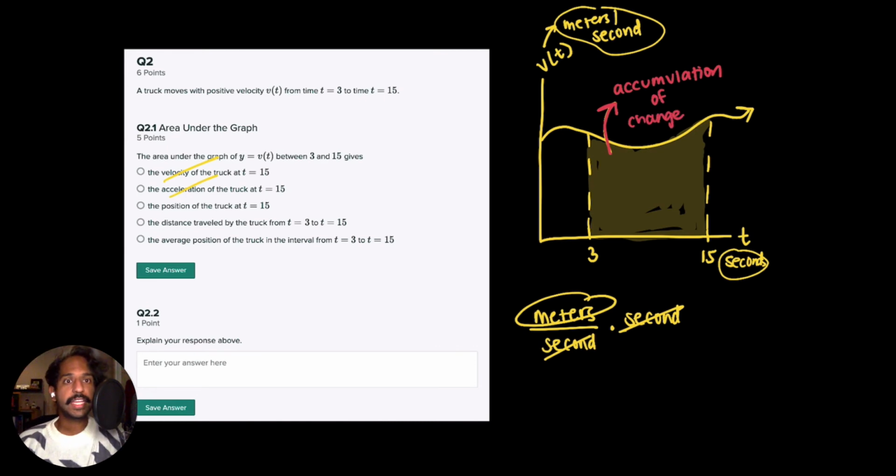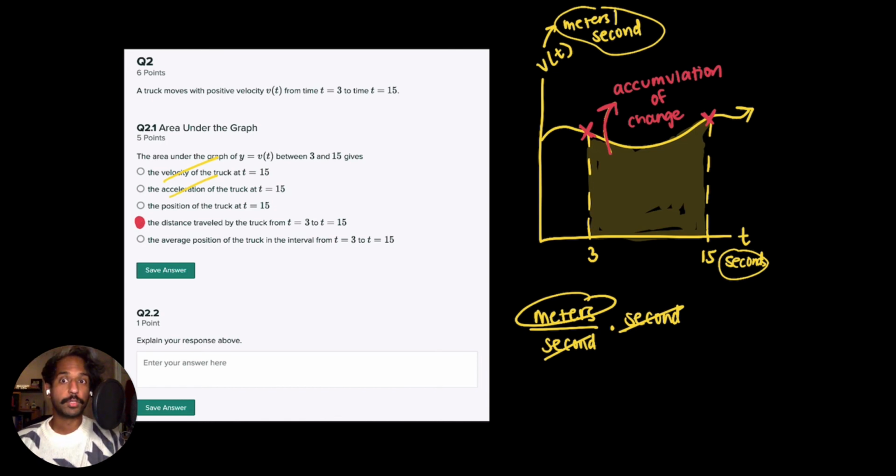So what that means is we're seeing not just where is our truck in one moment, but how far our truck has gone over this whole period of time. It started somewhere at time t equals 3, and after a period of time, it ended up somewhere else at time t equals 15. And so that's why when we think about the area under the v of t graph, it tells us the total distance traveled. So the correct answer is this fourth option.